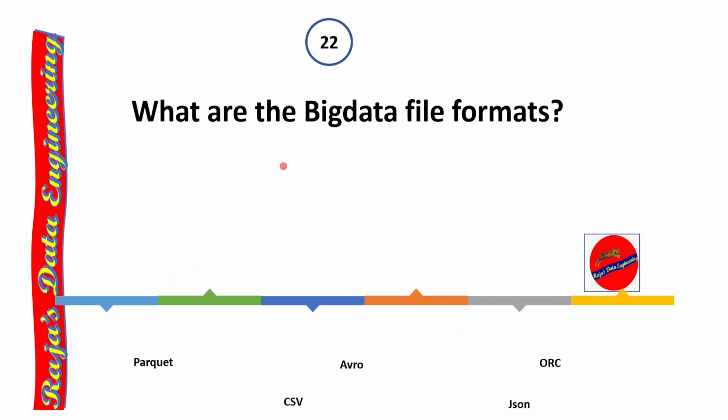Moving on to the next one, what are the big data file formats? We are dealing with a huge amount of data in Spark and Databricks, so basically we are dealing with big data file formats. File formats like Parquet, Avro, ORC, CSV, JSON are the different file formats.